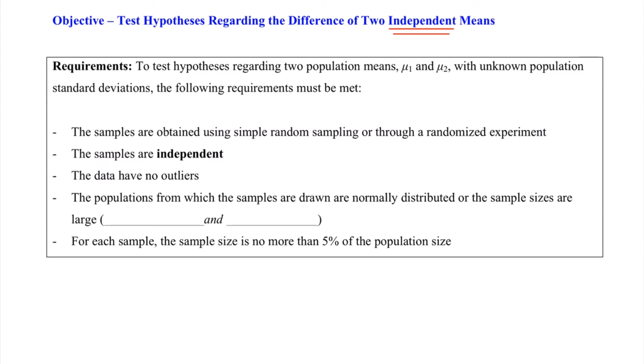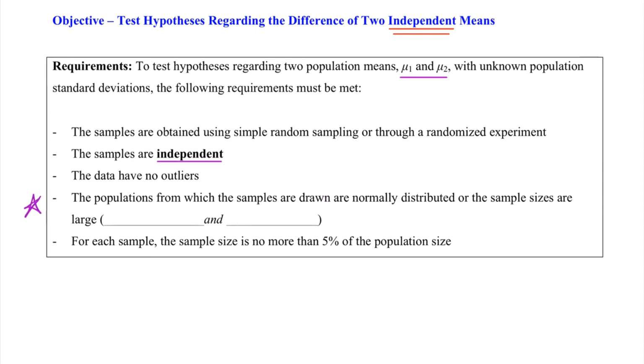In the meantime, let's discuss our requirements. Remember, we're discussing two different populations now, so that means to test hypotheses regarding two population means, which we're going to call mu1 and mu2, with unknown population standard deviations, the following requirements must be met. First, the samples must be obtained using simple random sampling, but we know that's pretty normal, and that's usually taken care of. Next, the samples need to be independent, and like we said, we need to be able to recognize that within the problem. The data cannot have outliers for us.